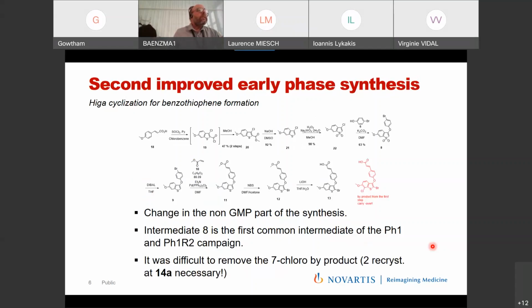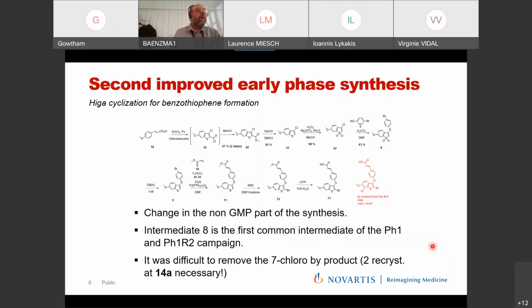Then the early phase non-GMP steps were improved. So we made use of the Higa cyclization, which starts from 4-methoxycinnamic acid and thionyl chloride, gave this adduct 19, and this was then trapped with methanol to give the methyl ester 20 here over the 2 steps in 47% yield.